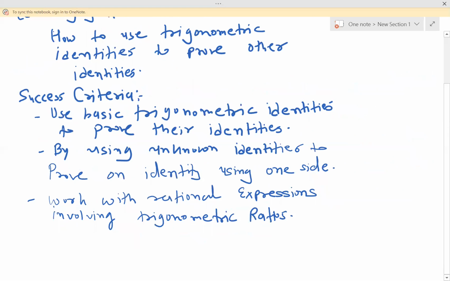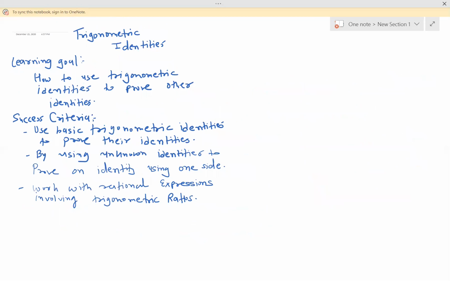That means by the end of the class, I will learn how to use trigonometric identities in a problem. By using the trigonometric identity, we will prove it on one side. By using the one side, I will prove the other side. That means I will work with rational expressions involving trigonometric ratios. Okay, so this is my success criteria.